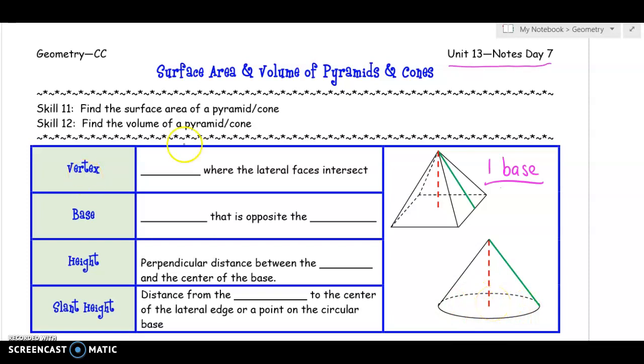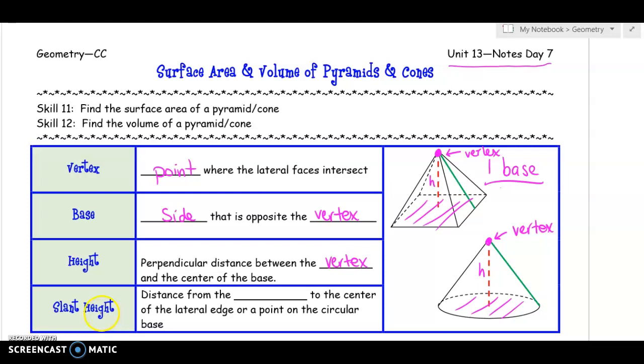The vertex, all right, is the point where the lateral faces intersect. So the vertex is going to be this point here and this point here. Those are the vertices, the vertex. The base is always going to be the side that is opposite the vertex. All right, so you can see that this would be the base here and this would be the base here. The height is going to be the perpendicular distance between the vertex and the center of the base. So this red dashed line here, that's going to be the height of your pyramid or height of your cone.